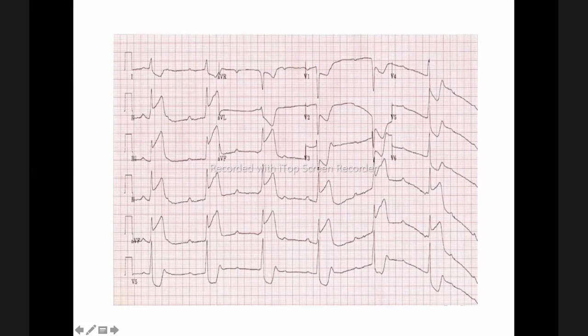ST elevation myocardial infarction. So you do cardiac enzymes here. If they are positive, then you've made your complete diagnosis. ST elevation myocardial infarction. Now, what about, here is the long lead two.